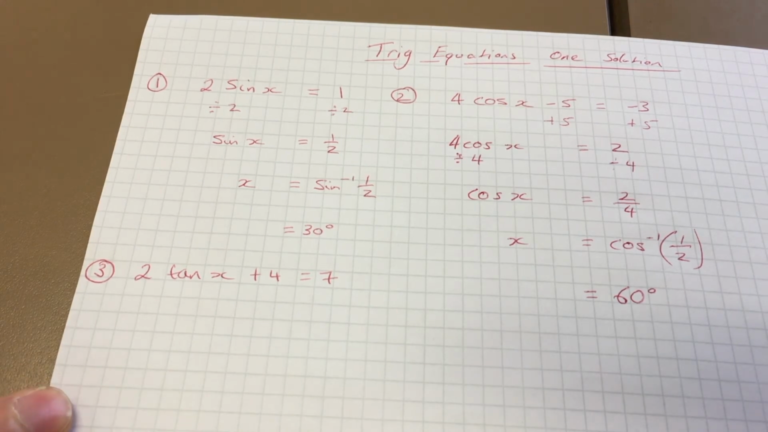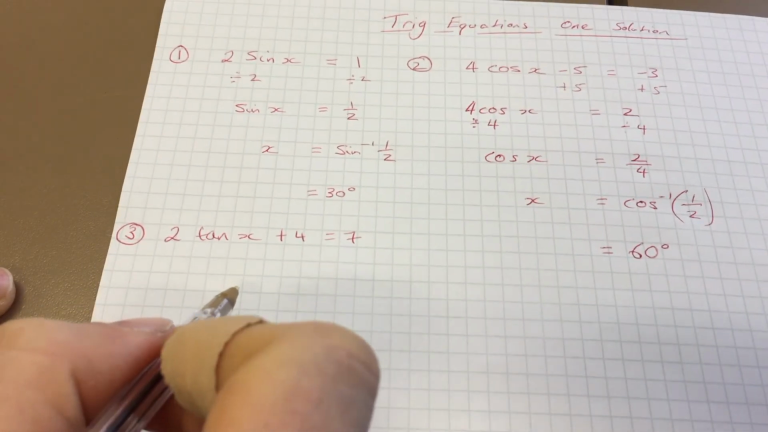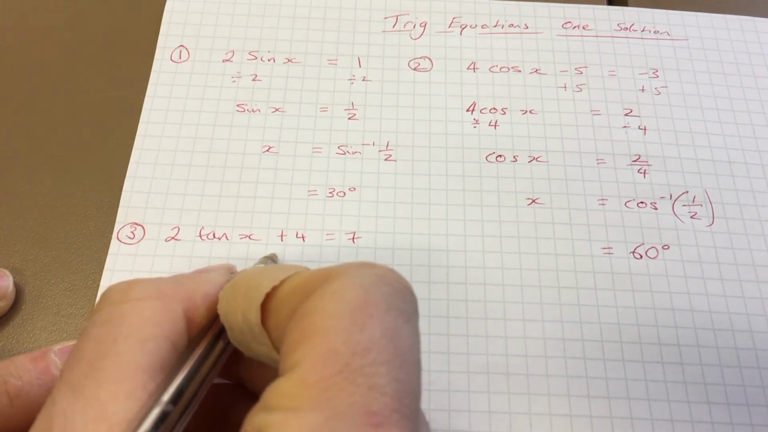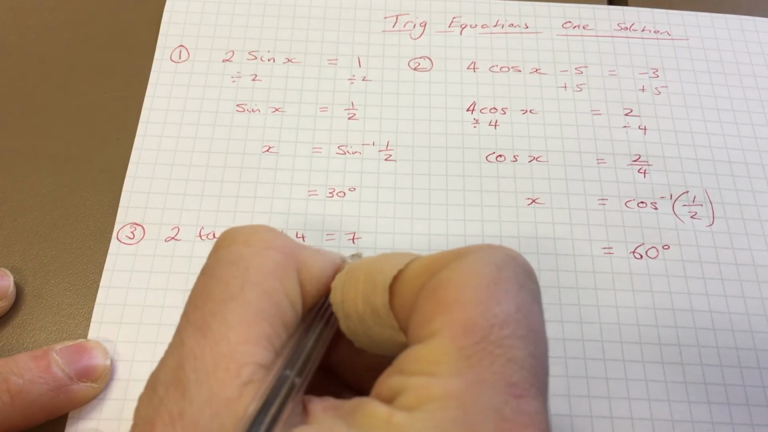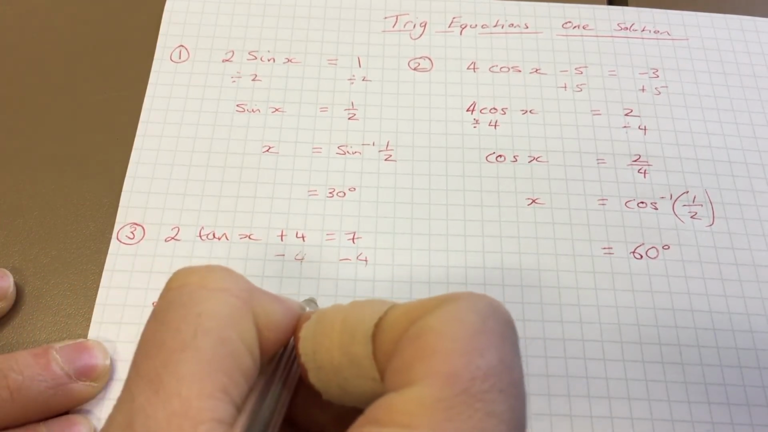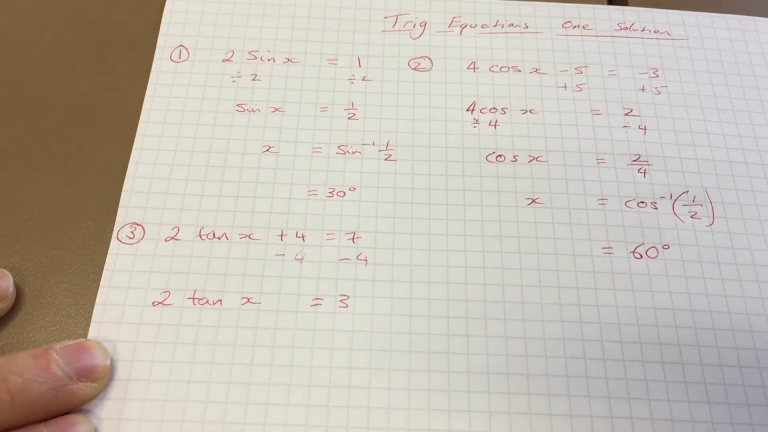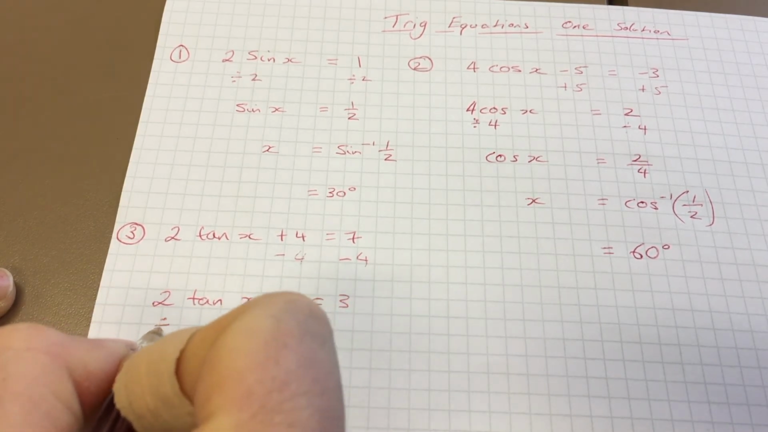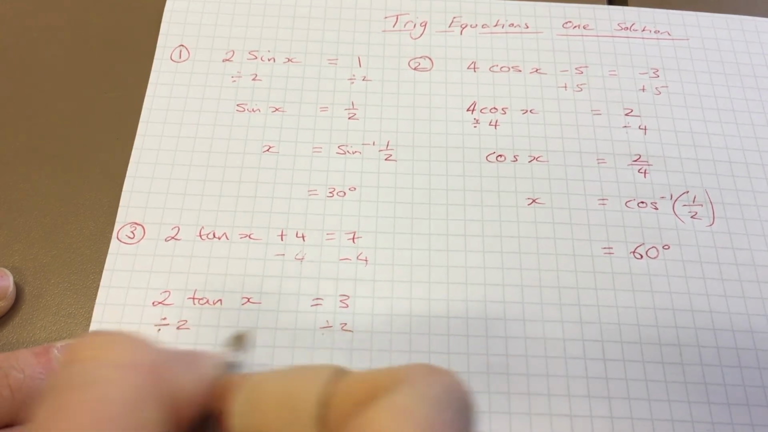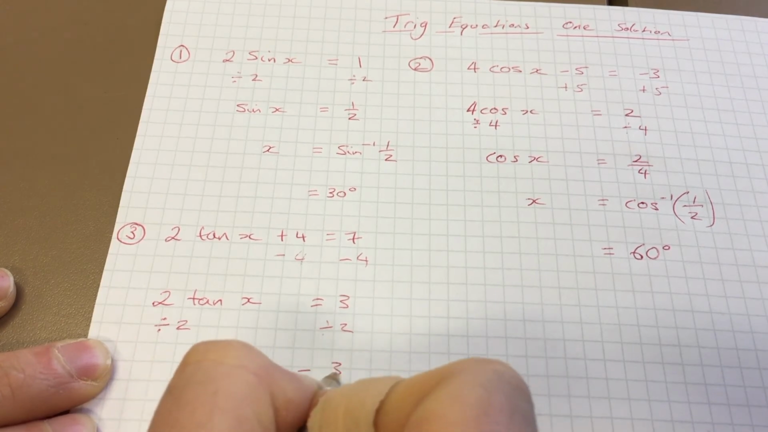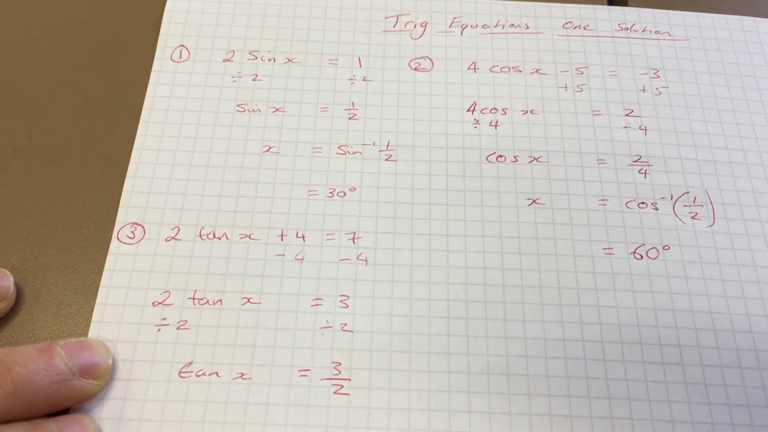So, again, we need to get tan x on its own. To get rid of it, we reverse BIDMAS. We need to get rid of the +4. To get rid of +4, we take away 4. So it becomes 2 tan x equals 3. And then we need to get tan x on its own. So we get rid of this 2. This is 2 times tan x, so the opposite of multiplying by 2 is to divide by 2. So tan x equals 3 over 2, which is bigger than 1.